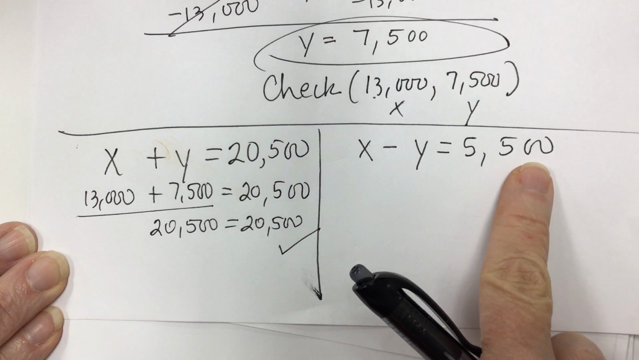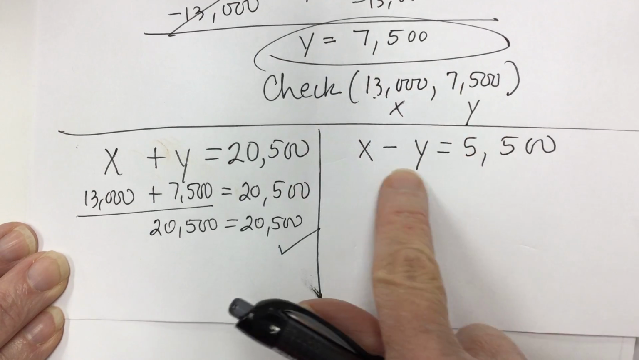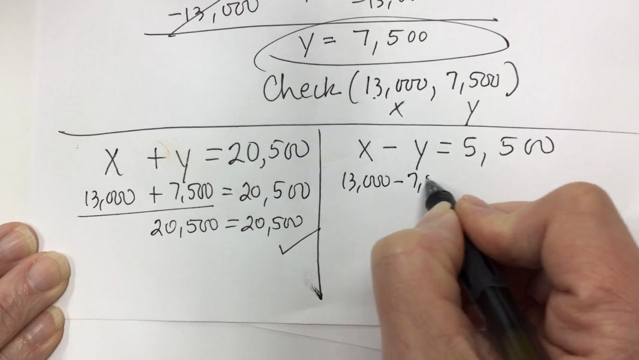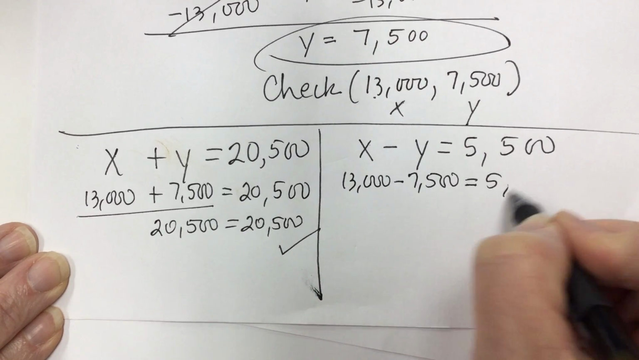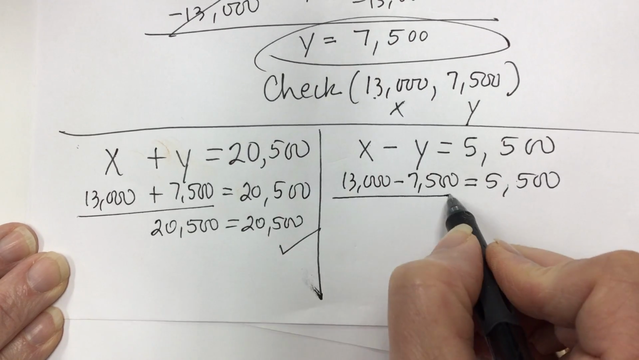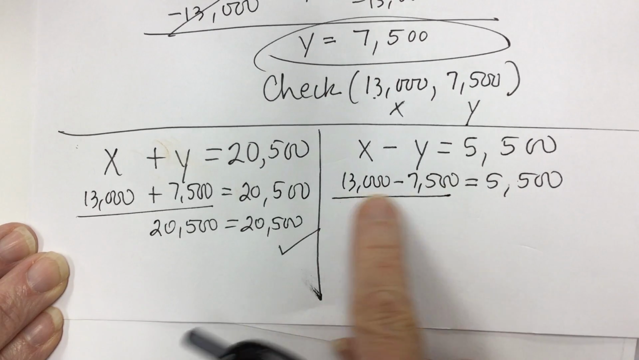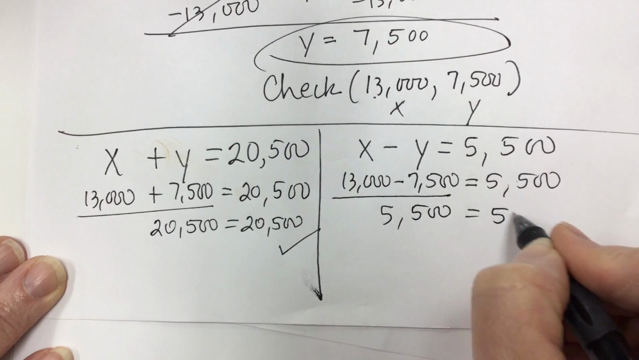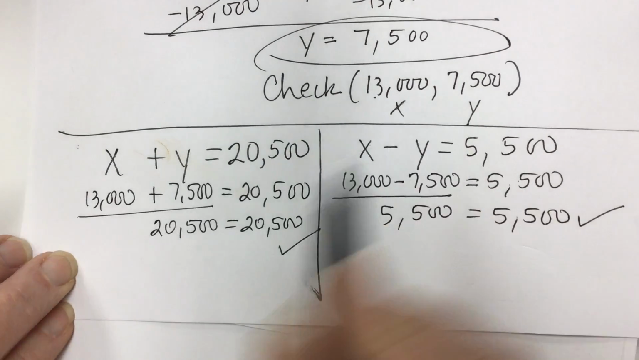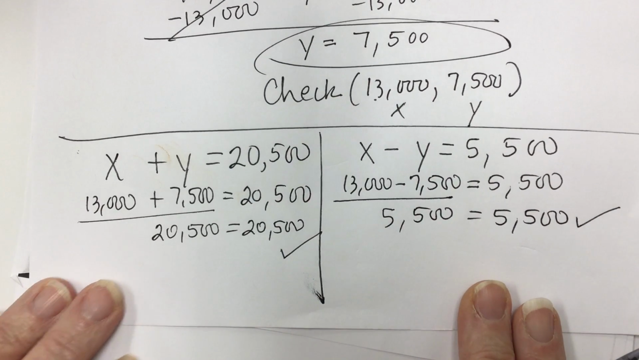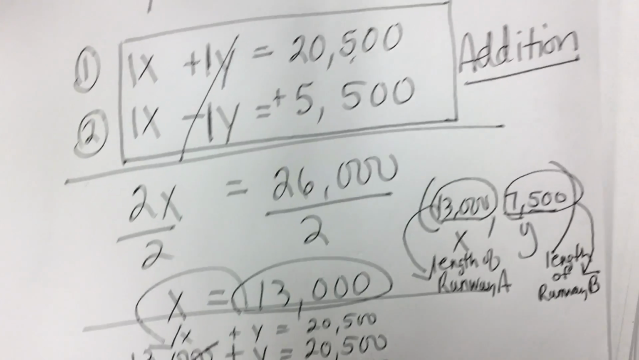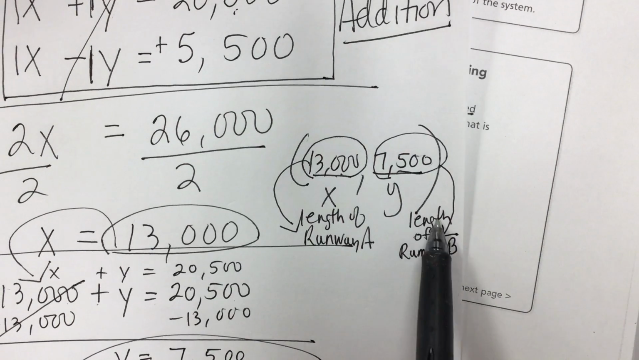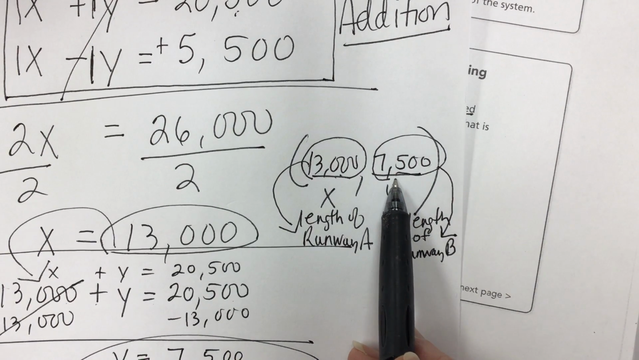Does our solution satisfy the second equation? x is 13,000 minus 7,500. Does that equal 5,500? Does my left side equal the right side? If you punch this in your calculator, you would get 5,500. So yes, my answer does satisfy the original two equations. Therefore, the length of runway A is 13,000. The length of runway B is 7,500.